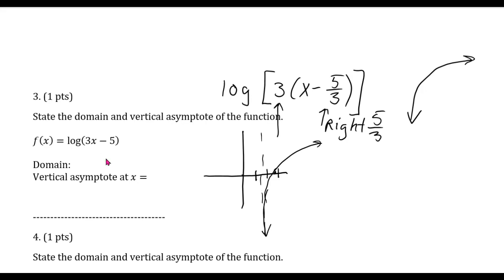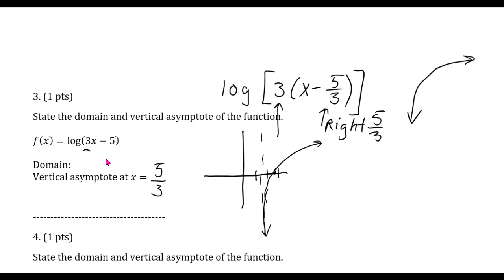So the vertical asymptote then must be at 5/3, or x equals 5/3. Let's take a look at what it would look like on Desmos after we write down the domain. The domain is going to start at 5/3, which is 1 2/3, and go to infinity.